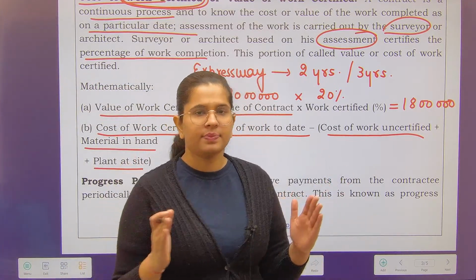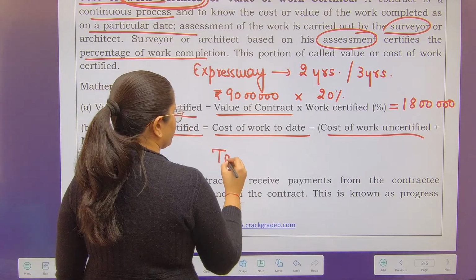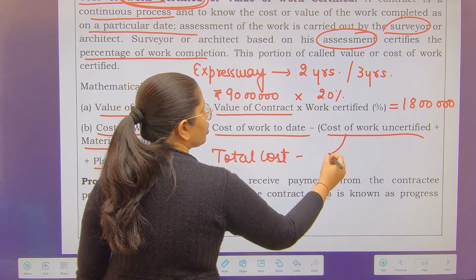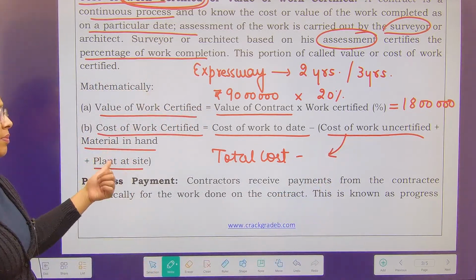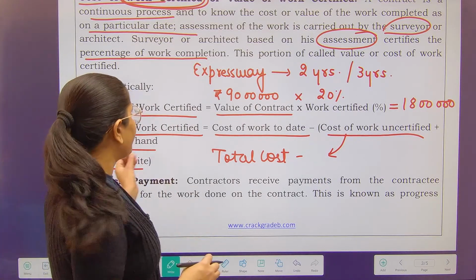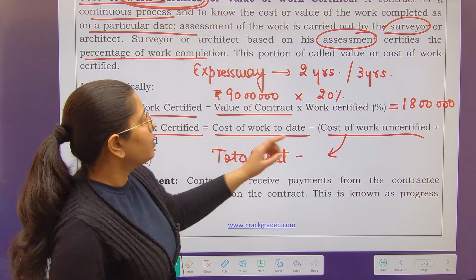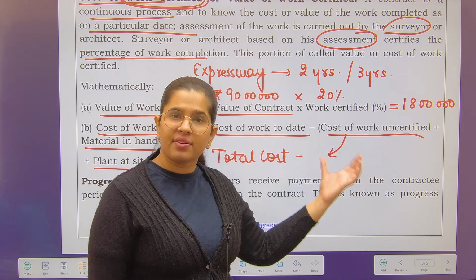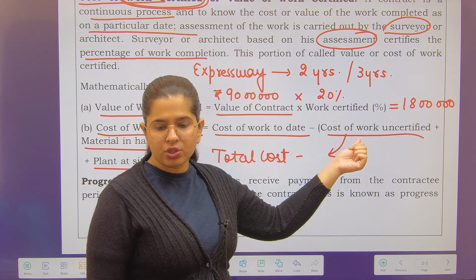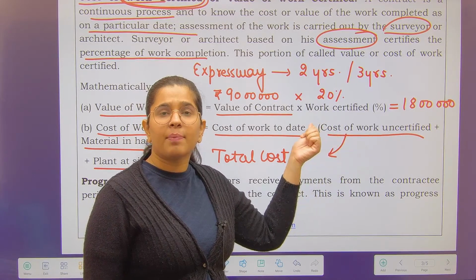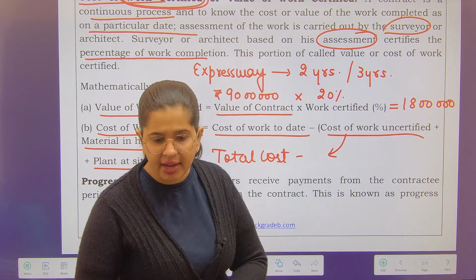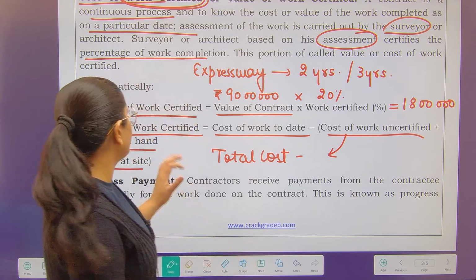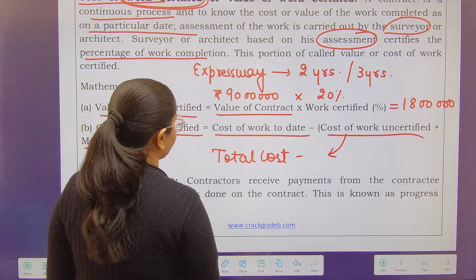So total cost: whatever you have incurred till date, less cost of work uncertified, along with the material that you already have in your hand because you have not incurred it. Work uncertified is that portion of the work which has not been assessed by the surveyor. So whatever amount of cost you have incurred in it, add to it the stock of material which you have in hand and the cost of plant at site. This is how you will be able to know your cost of work certified.